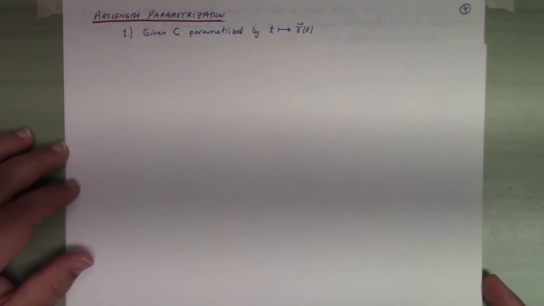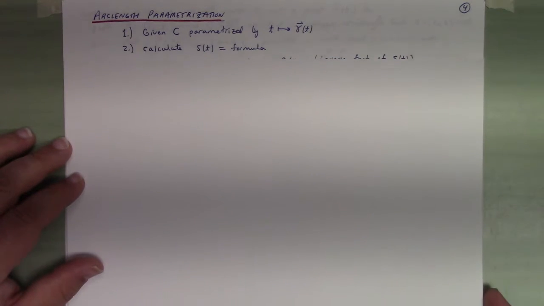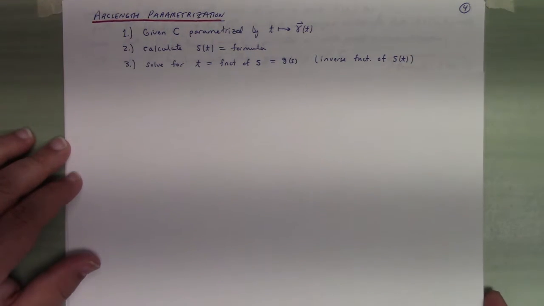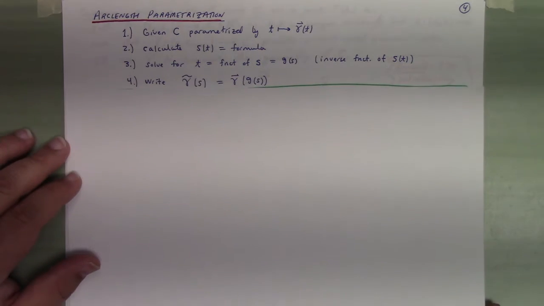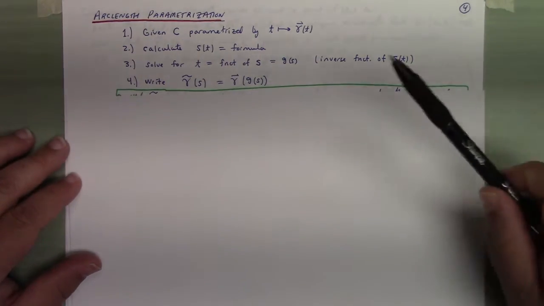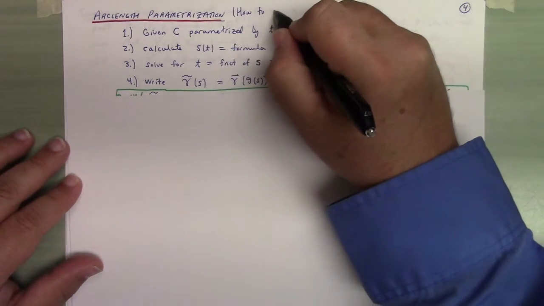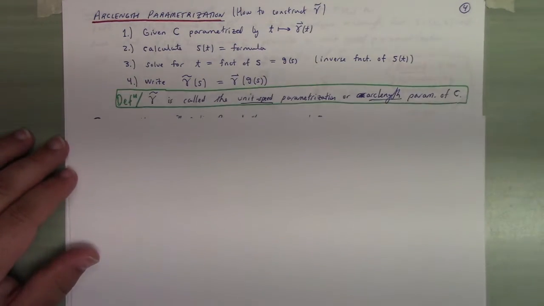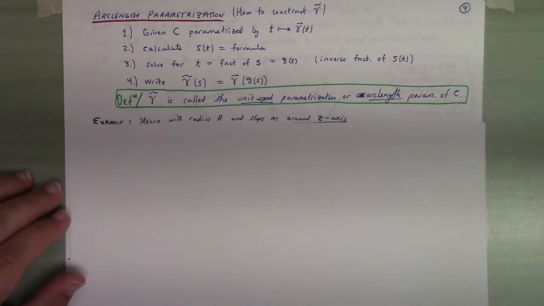So just to reiterate, given a curve parameterized by time, we can calculate the arc length. That gives us s of t equals a formula. Then we could solve that formula for t. Then we could write gamma tilde of s as the original path evaluated at g of s. This is basically the algorithm for how to construct the arc length parameterization. Gamma tilde is called the unit speed parameterization or arc length parameterization of the curve.